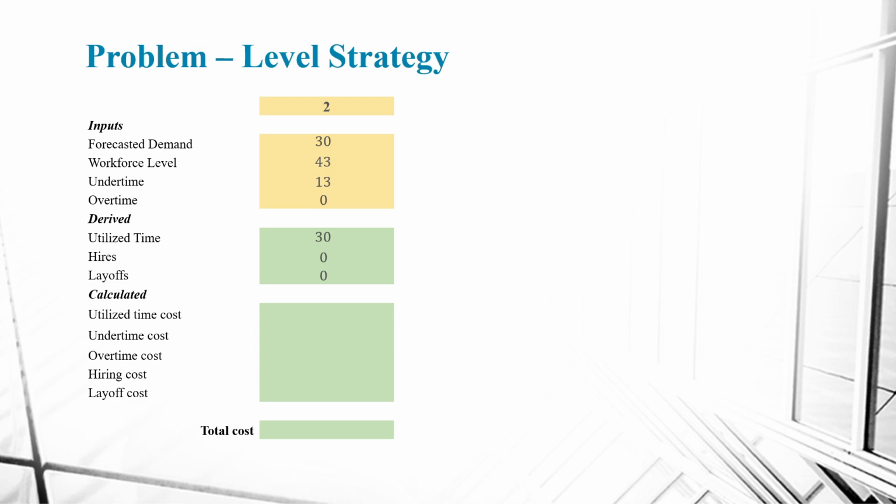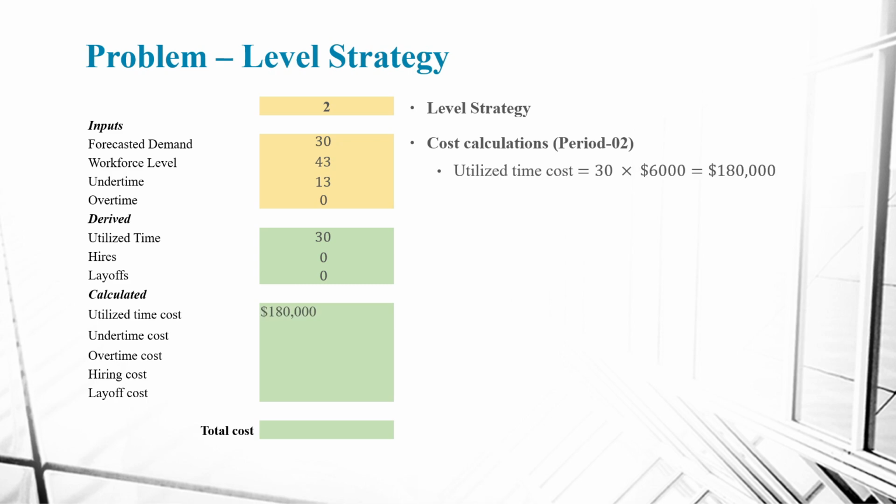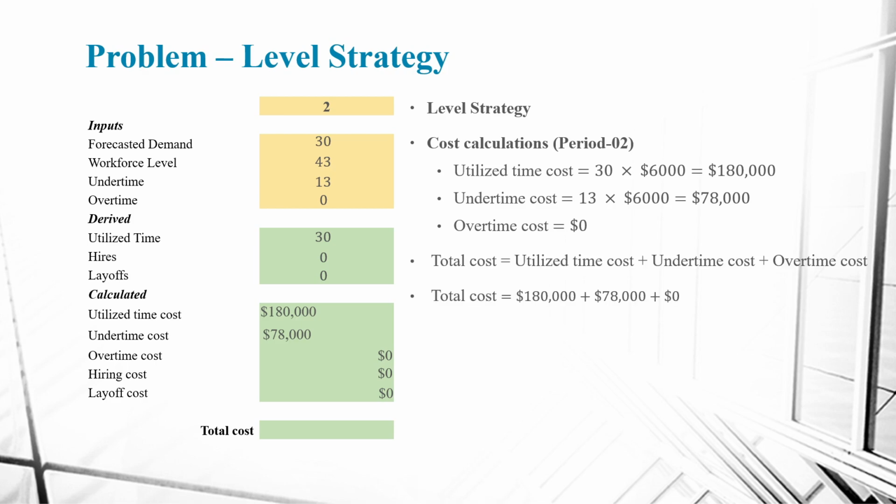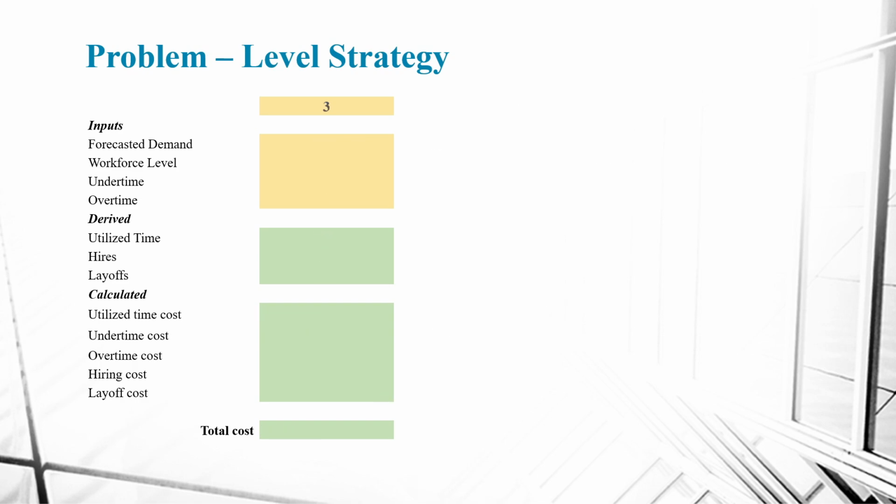To calculate the utilized time cost, we have the cost of 30 workers, which is equivalent to $180,000. The undertime cost for 13 workers will be equal to $78,000, and the overtime cost will be 0. There will be no hiring cost and no layoff cost. So the overall cost for time period 2 will be equal to the sum of utilized time cost, undertime cost, and overtime cost. That total cost would be equal to $258,000.